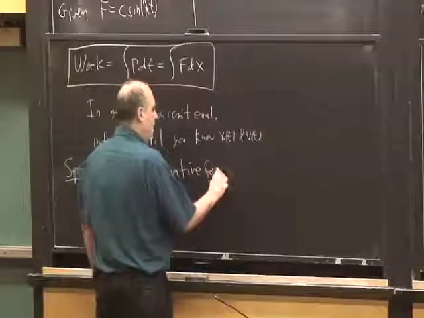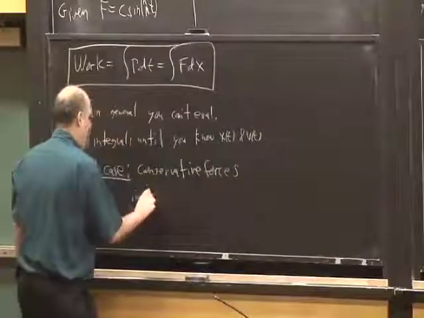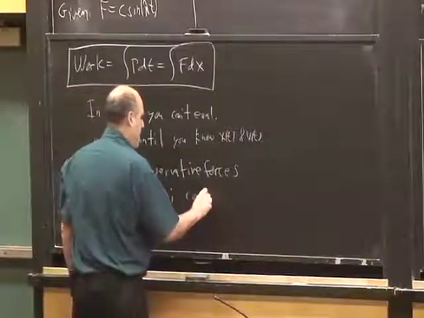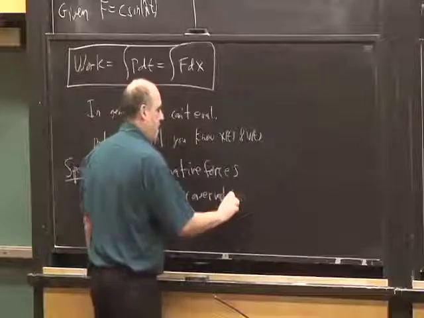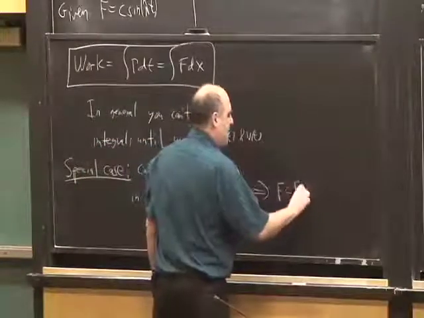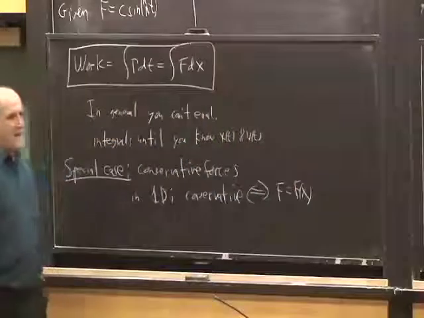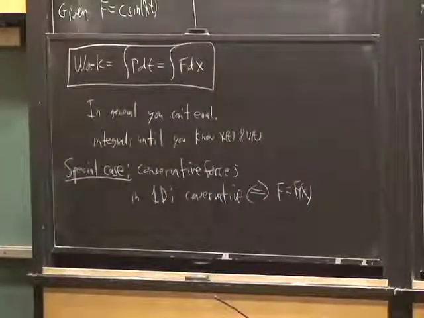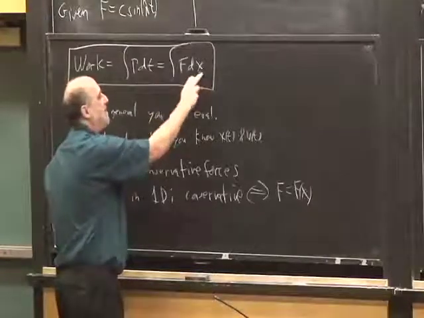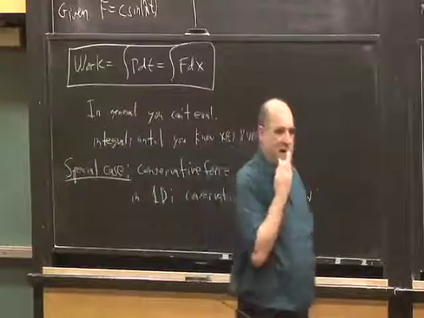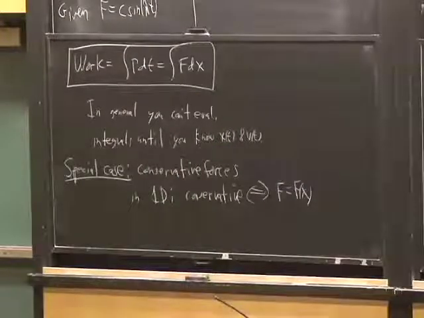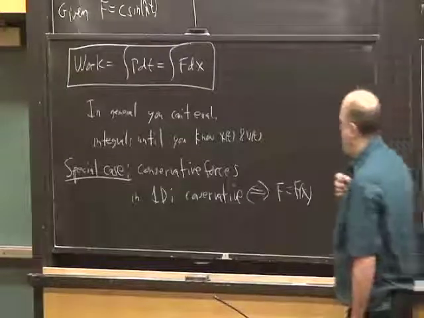And in 1D, the word conservative means that F is equal to a function of position alone. So if the force is just a function of position, F as a function of x, then this becomes an explicit integral of the type that you can solve if the force is a simple function of position, doing integrals like you did in Math 191.